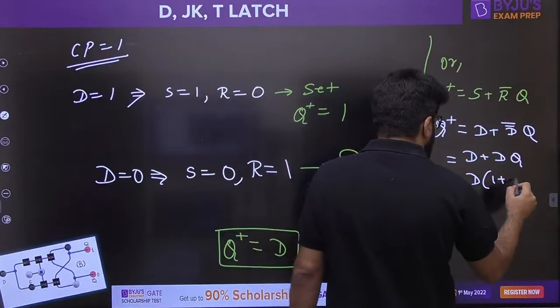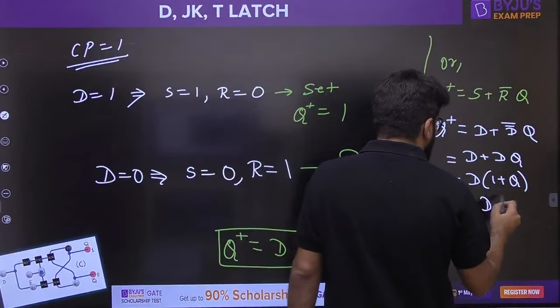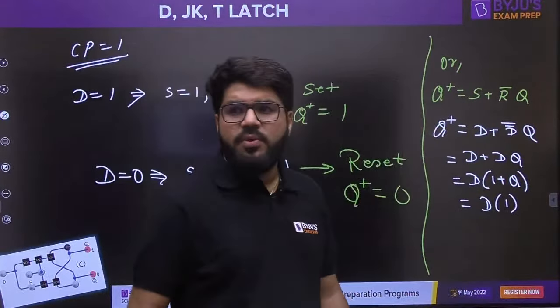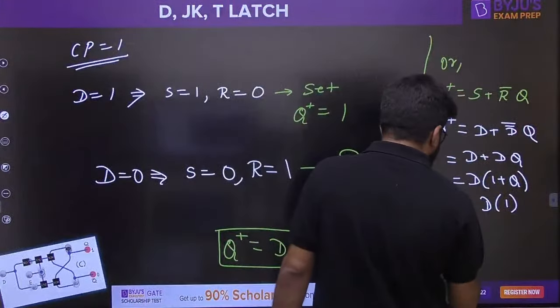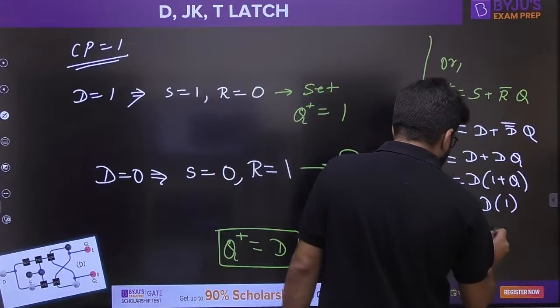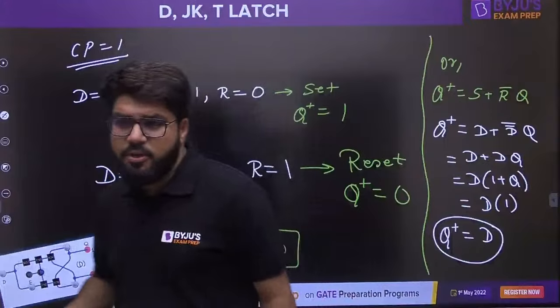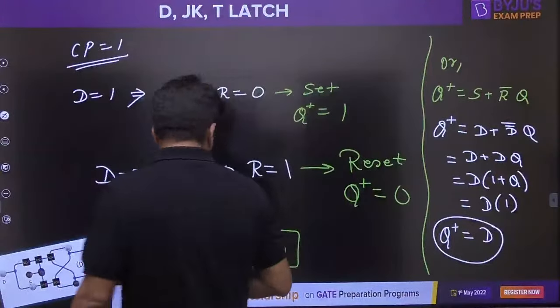D is common, so D times (1 plus Q). What is 1 plus Q in the Boolean world? 1 plus X in the Boolean world is just equal to 1. So D into 1 is equal to D, and hence you have Q plus equal to D. You can see it either by the equation or directly by the binary values.